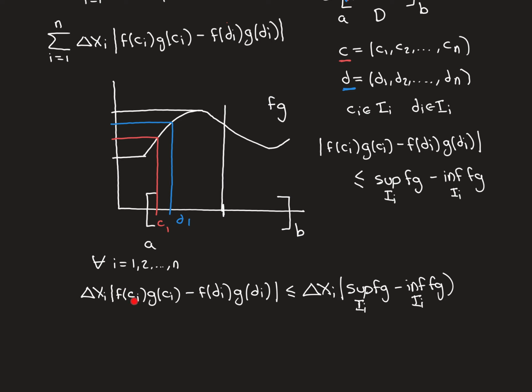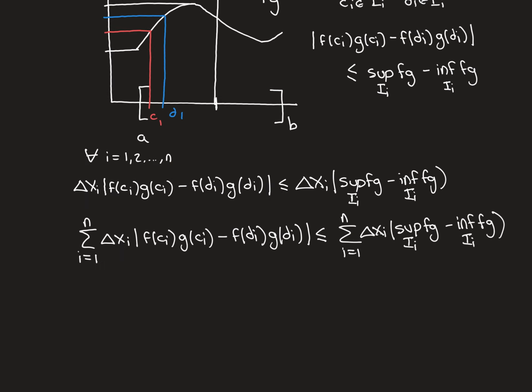So the modulus of the function evaluated at c_i minus the function evaluated at d_i. And that's going to now be less than or equal to delta x_i times what we've got here, which is the supremum of the function minus the infimum of the function over the ith subinterval.